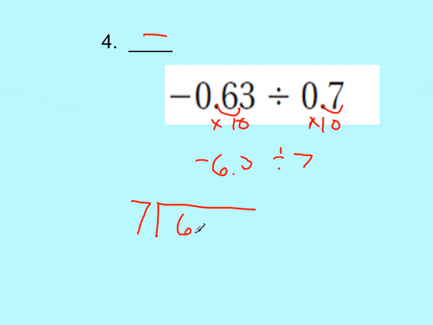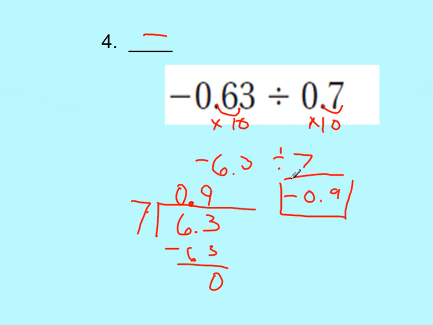7 going into 6.3, because I've dropped my sign. I don't need my sign anymore because I know my answer is going to be negative when I finish. Well, 7 can't go into 6, so I can put my 0 there and bring up my decimal point. Now 7 goes into 63 9 times. So subtract 63 out, and we get 0. Then put your sign on. So my final answer is negative 9 tenths.